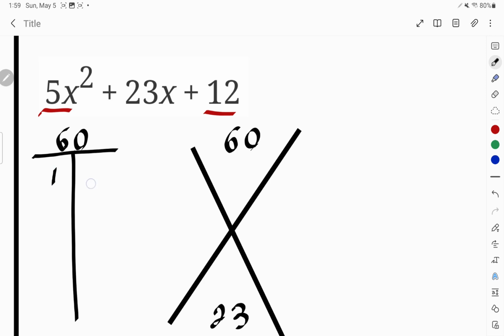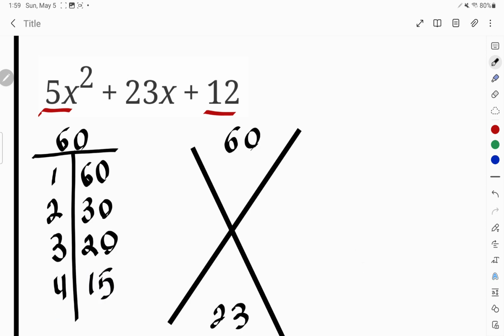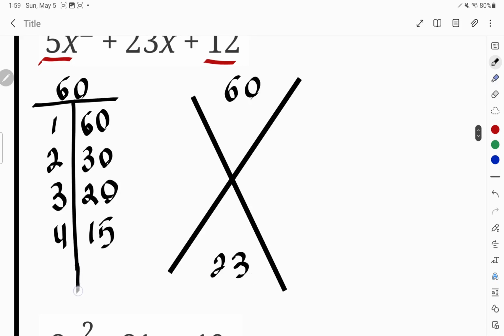So I know 1 and 60, 2 and 30, 3 and 20, 4 and 15, 5 and 12, and 6 and 10. I'm going to stop right there because I might already have what I need. I'm going to look through all my factors. Well, all of them give me a 60 if I multiply them, but I have to look for which one gives me a 23 if I add them.